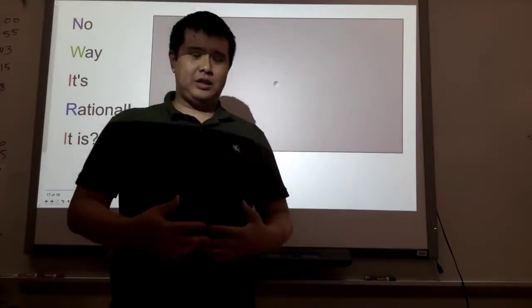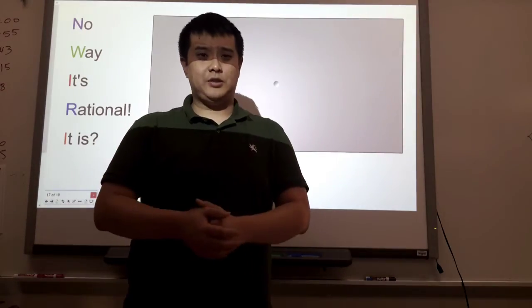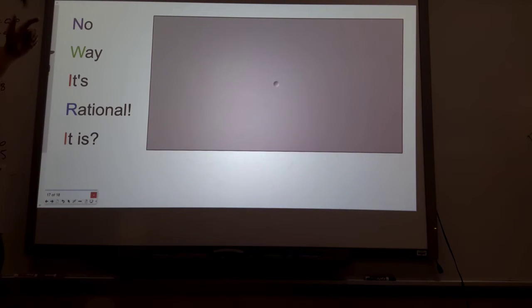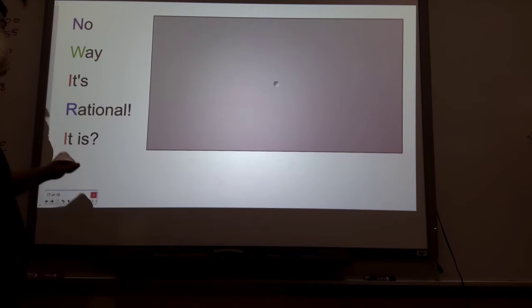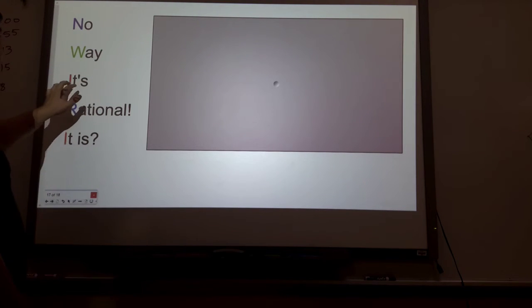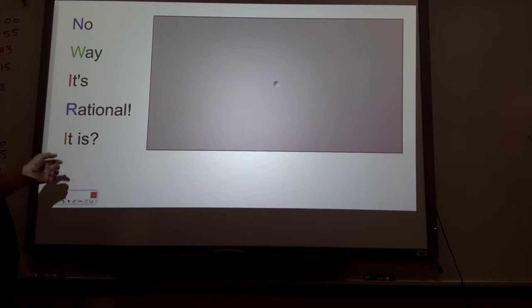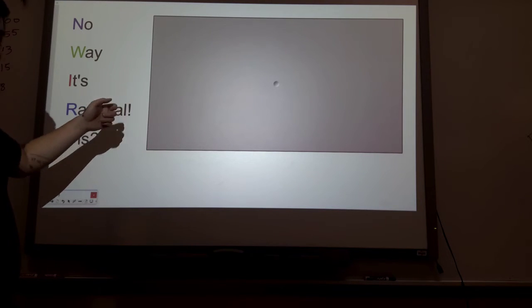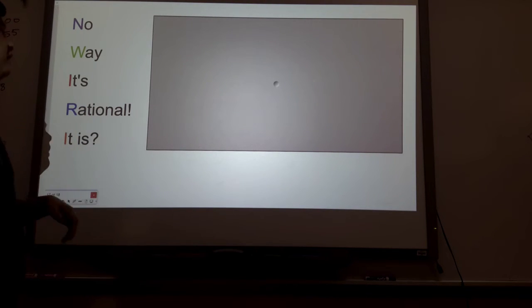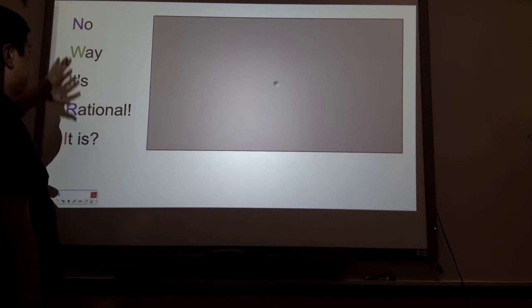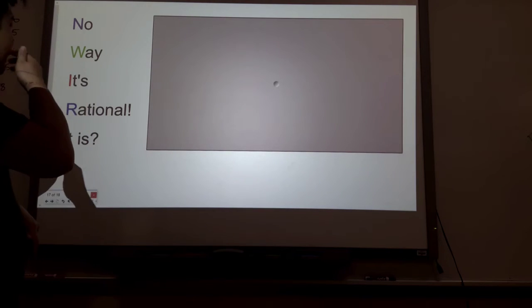How I remember the definitions of these categories and which ones go into which is by this over here. I say, no way it's rational. It is. And no stands for natural numbers. Way stands for whole numbers. It stands for integers. And rational stands for rational numbers. And notice how that ends up a sentence, and then it is, okay, stands for irrational numbers, which are completely separate from these four over here. Again, all of these are real numbers.